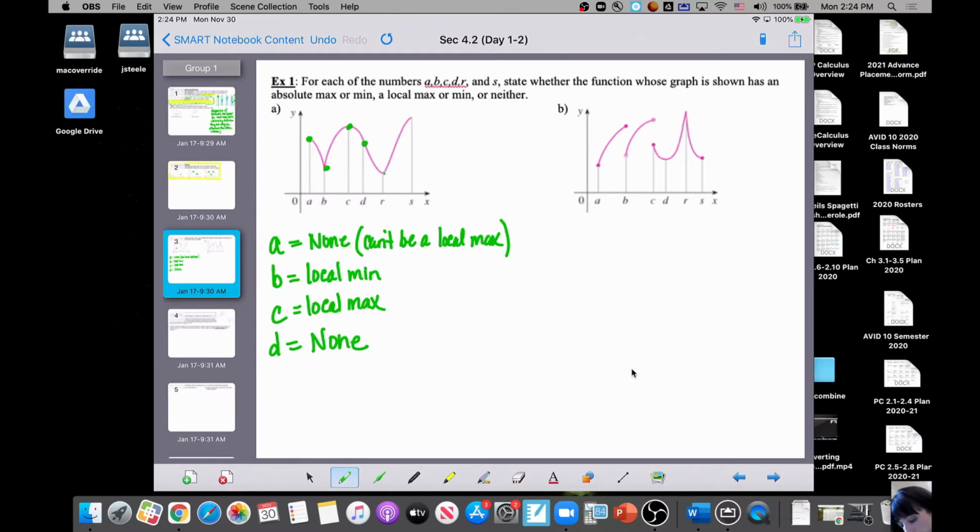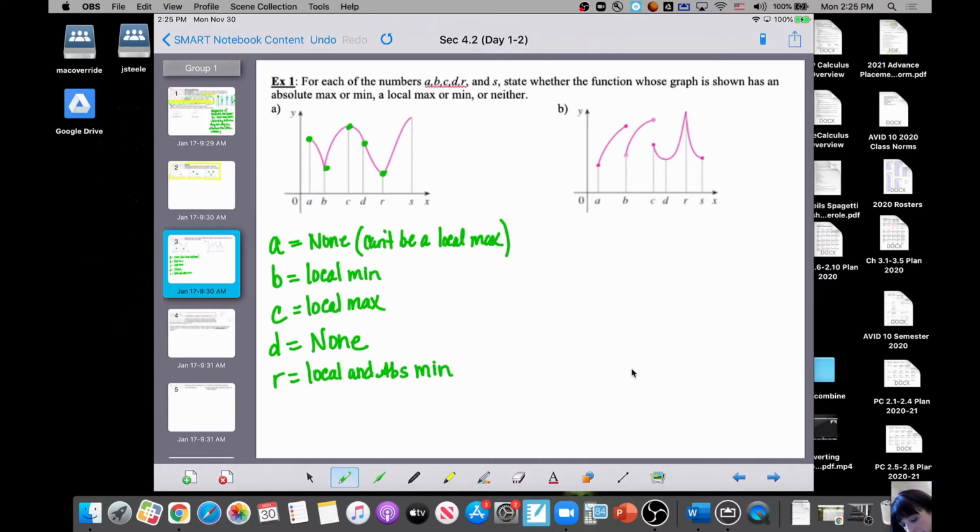Letter R. Letter R appears to be the lowest point of the curve on the interval from A to S. So we would call R both a local and an absolute min. Right? We are able to call it a local min because we can see that it is lower than points on the left side and the right side, but it is also the lowest point in the interval, so it is also our absolute minimum.